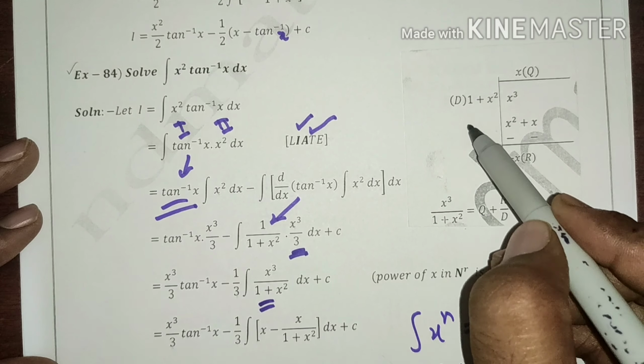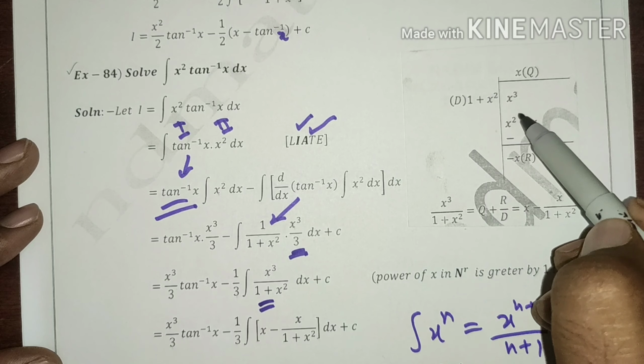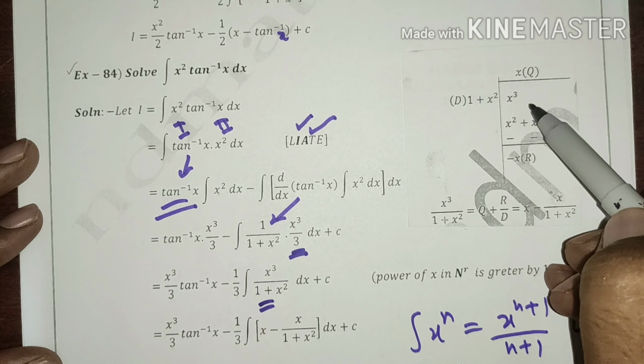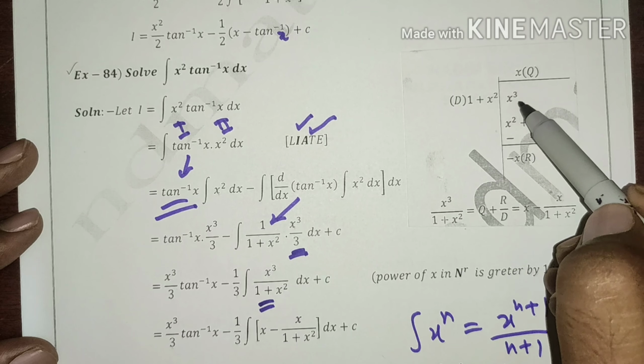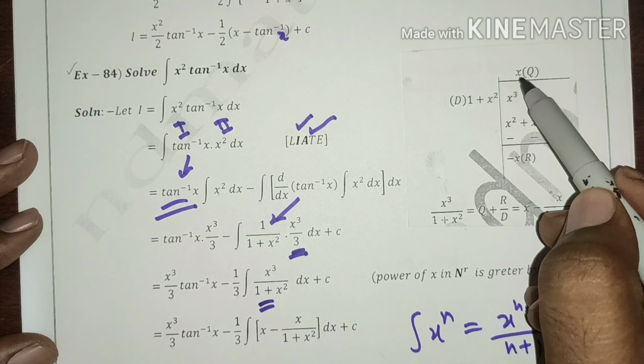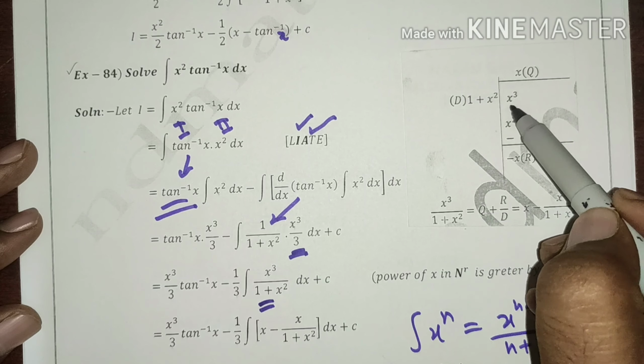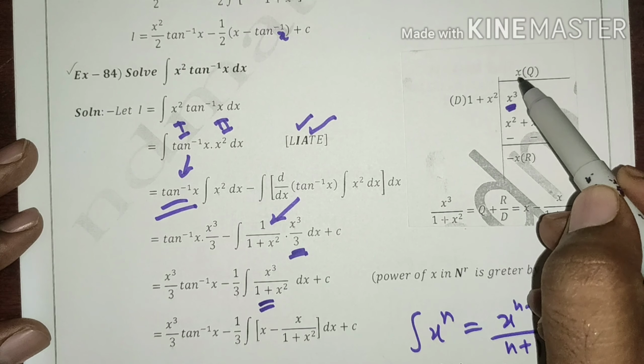See here, 1 plus x square is the divisor, and we have to divide x cube by 1 plus x square. For the multiplication, there is x cube, so we multiply by x.